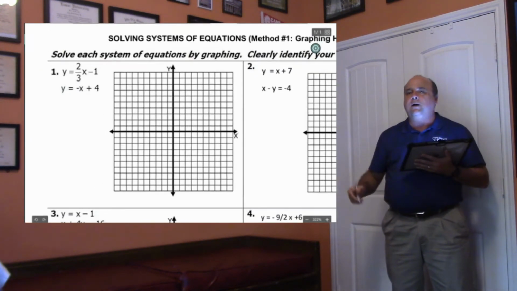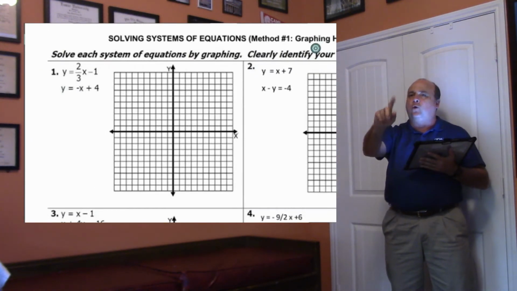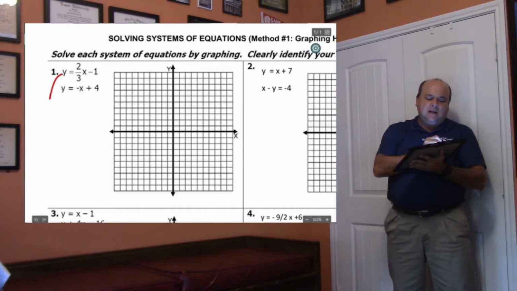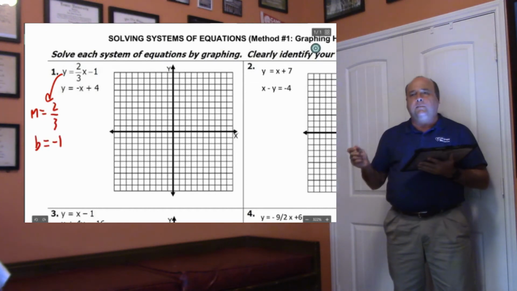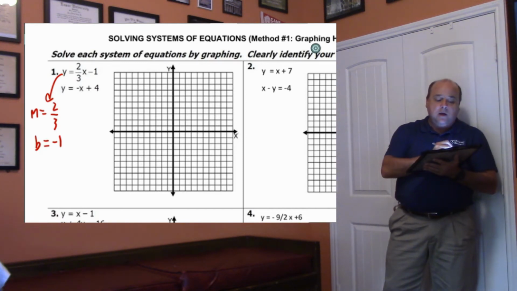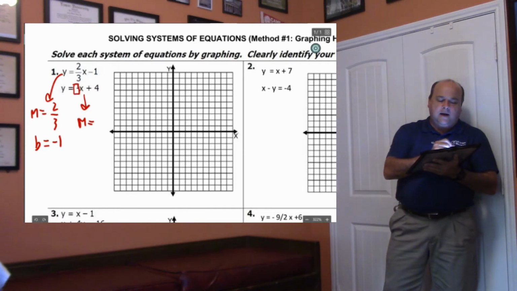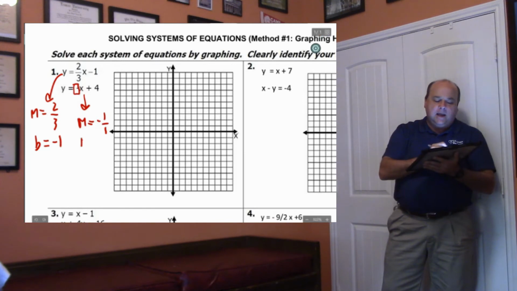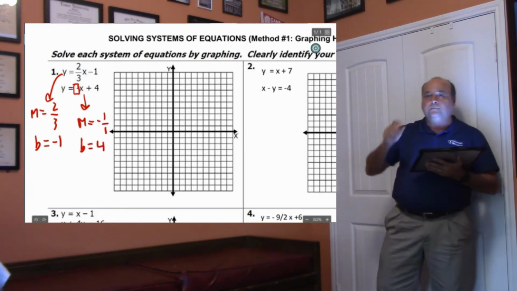Let's graph number one. I'm going to graph one of these for you and get the slopes and y-intercepts. So on this line here, my slope is 2 over 3, and my y-intercept is -1. You want to get the slope and y-intercept of each before you start graphing. On this line right here, my slope is -1, or -1 over 1, which means down 1, right 1, and my y-intercept is 4.